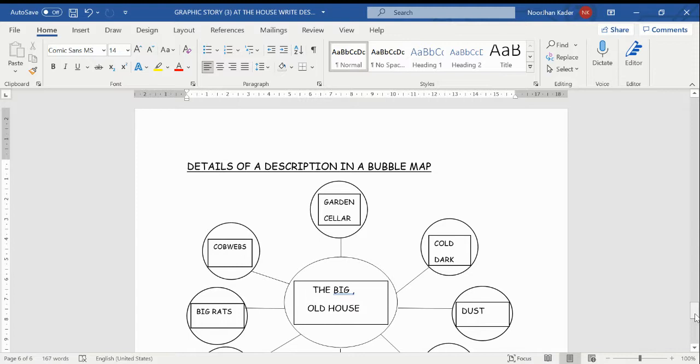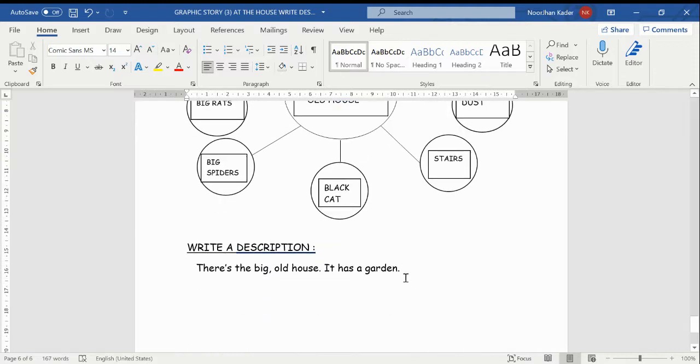So when she goes in, Misty finds a cellar at the entrance. We do not need to write very difficult sentences, because we are writing a description. We just adhere to simple sentences and simple grammar. We don't have to write very bombastic sentences, because we are not writing a narrative or creative writing. So we just need to stick to basic sentences with basic grammar. We will use more of "there is" and so on. So there's the big old house.